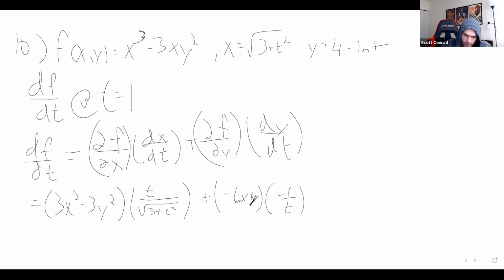Okay, so we can plug in t equals 1 on that, but we also have x and y showing up. And if you're evaluating a derivative at a point, then you need a number. You should not get any variables anywhere in there. So we need to know what x is at time 1 and y is at time 1. So x at time 1, we get square root 3 plus 1 squared, we get 2. And y at time 1, we get 4 minus natural log 1, which is 4.